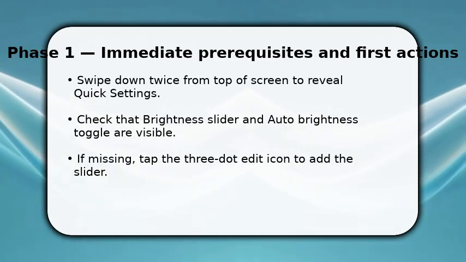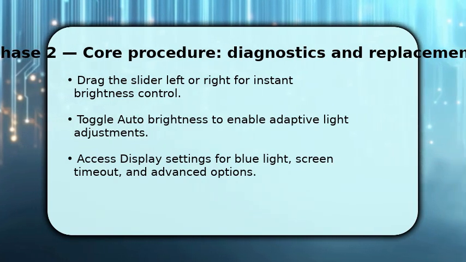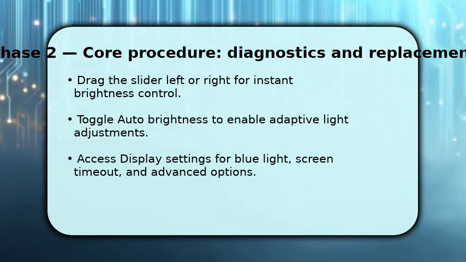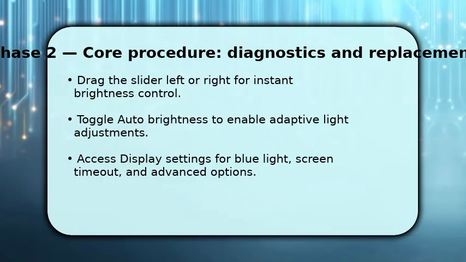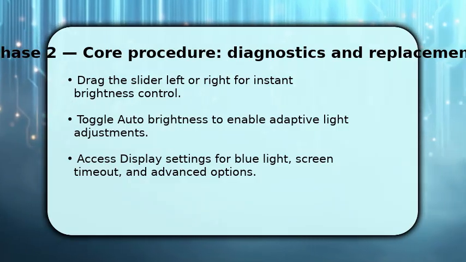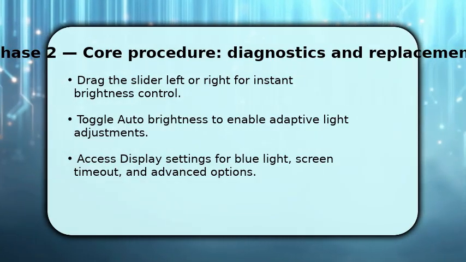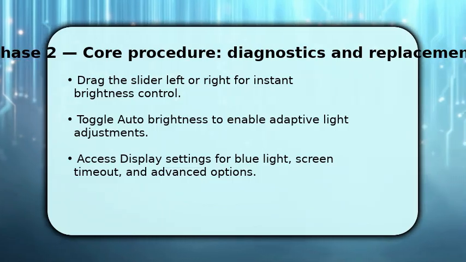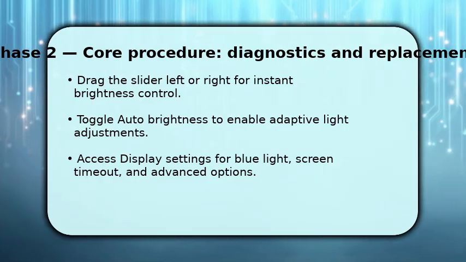This gives immediate control. Now adjust and customize. Drag the brightness slider slowly to the level you want. This immediately affects screen luminance. You can toggle auto brightness to let sensors manage light based on the environment, which saves battery and reduces eye strain. For finer control, open Settings > Display to set night mode, blue light filters, or adaptive brightness behavior.